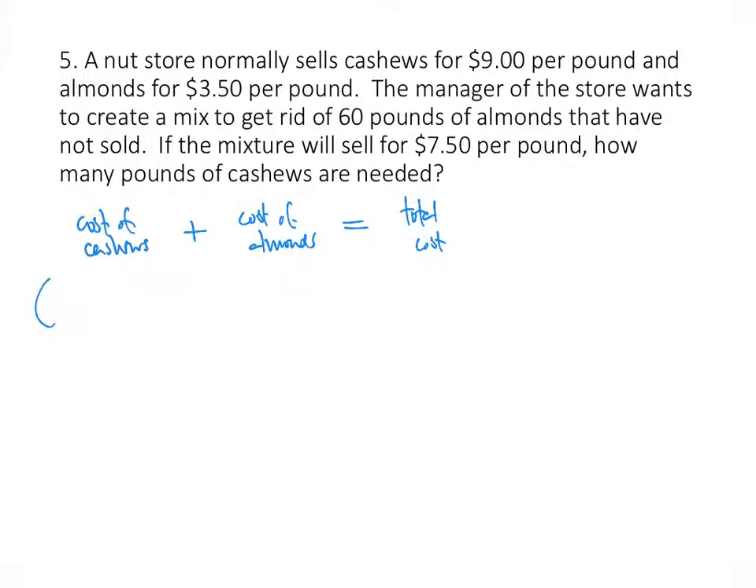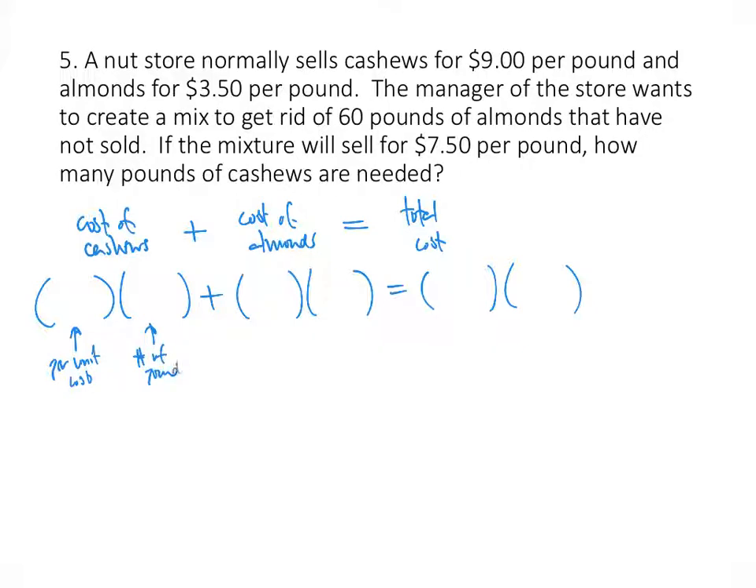And again, the cost of the cashews is going to be the per unit cost of cashews times the number of pounds of cashews. Same thing for almonds, same thing for the total cost. So again, this is going to be the per unit cost. This is going to be the number of pounds. This is going to be the cost per pound. This is going to be the number of pounds. So all of these products are the same, pounds. And this is going to be the cost per pound. And this is going to be the number of pounds.